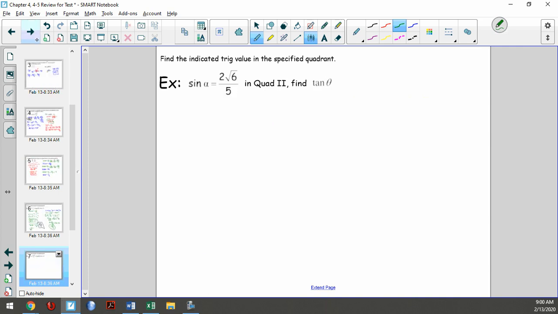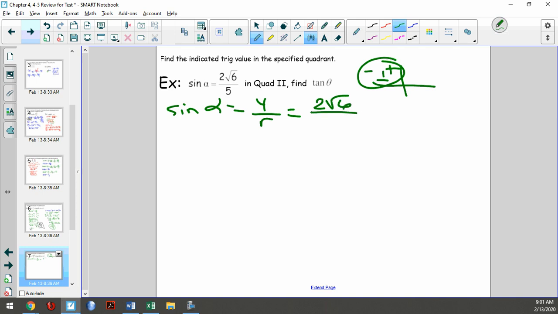Let's do one more of those. So this says the sine of alpha is equal to 2 square roots of 6 over 5. I'm in quadrant 2, and I want you to find the tangent. So if I'm in quad 2, quadrant 2 is this. Yes? My tangent has to be what? Negative. Has to be negative, right? Sine is understood to be what sign? Over r, very good. So that means that y is 2 square roots of 6 and r is 5. Yes?